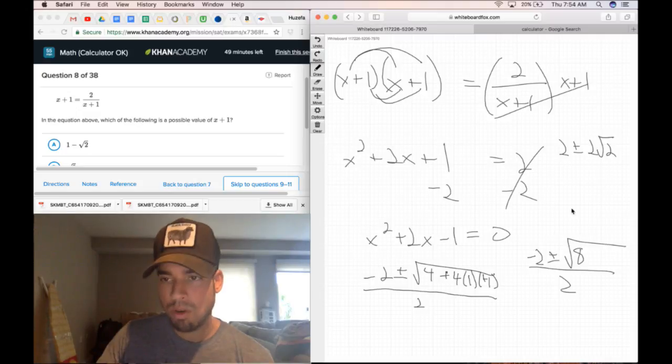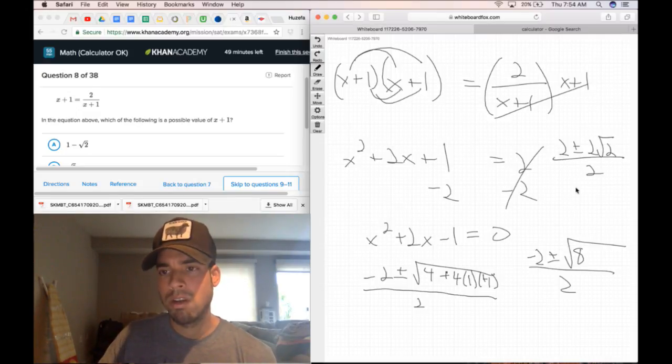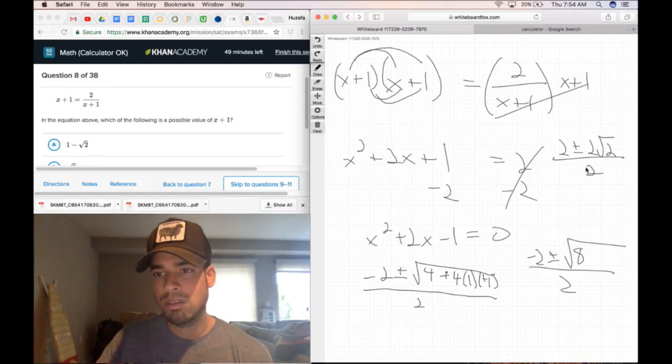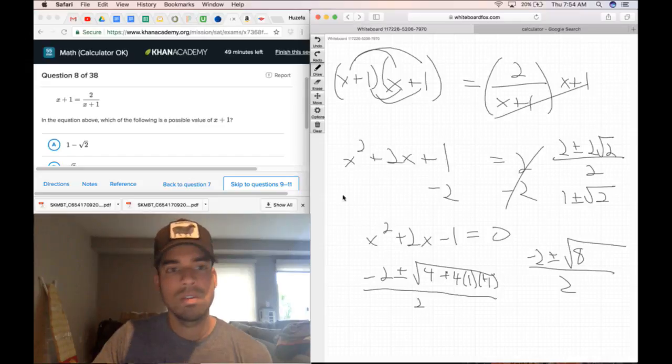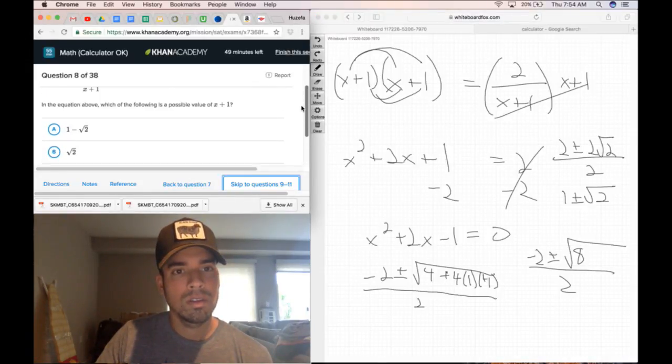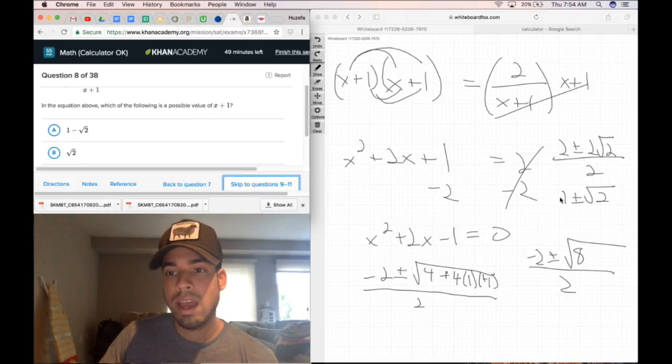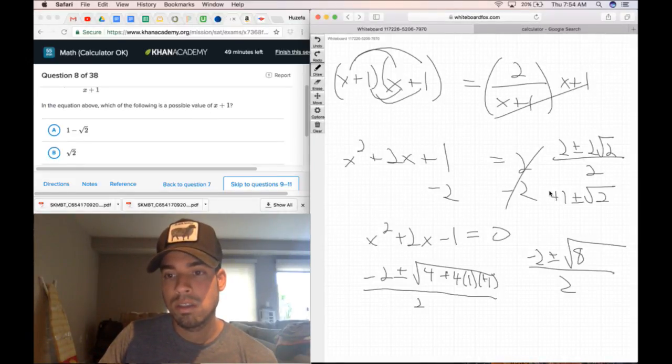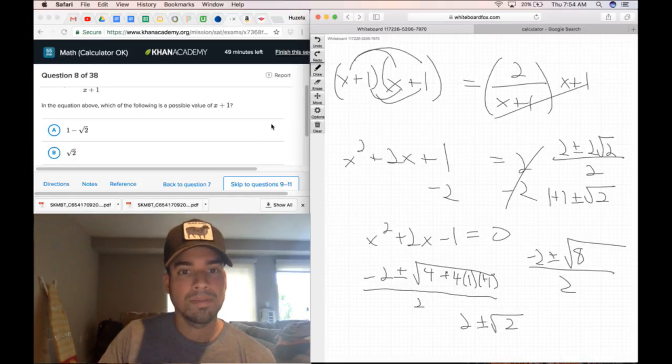We're pulling out a 4 as a 2. I'm kind of having to do this fast, I apologize. I got to make sure we have time at the end. And then divide these both by 2, becomes 1 plus or minus square root of 2. Oh, but they want x plus 1. So we got to add 1 to this. So it's 2 plus or minus square root of 2.